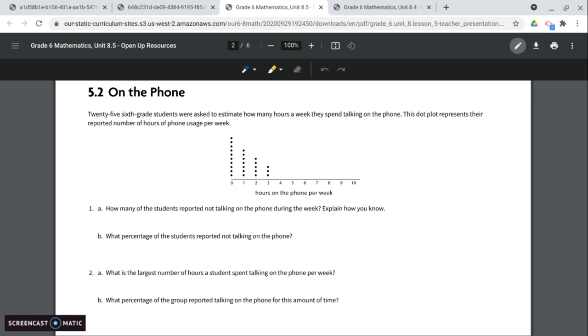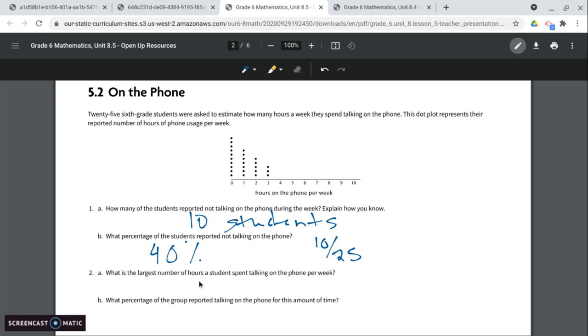How many of the students reported not talking on the phone during the week? Well, we've got a lot of zeros here. If we count these all up, we're going to find that that's 10 students didn't talk on the phone at all per week. Now, for B, what percentage of the students reported? So what percent is that? There's 25 sixth grade students, so 10 out of 25, which is going to be 40%.